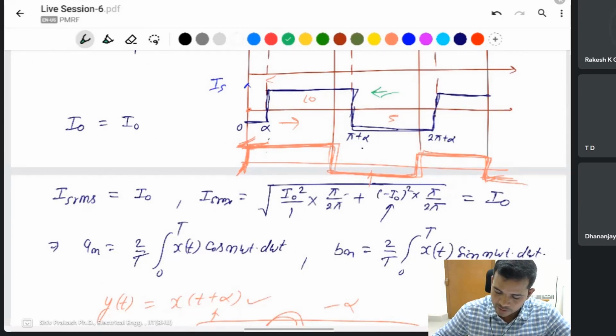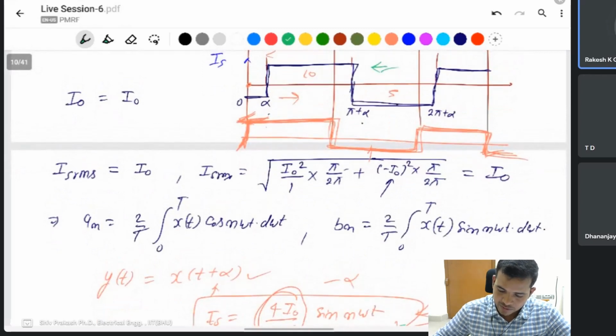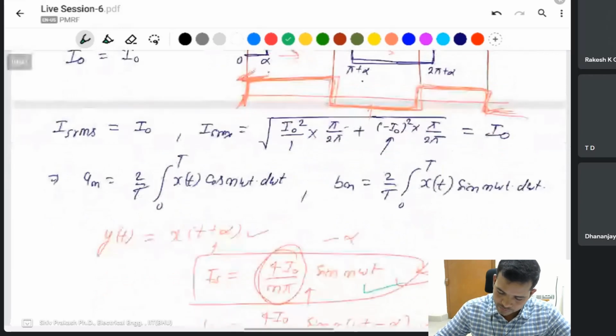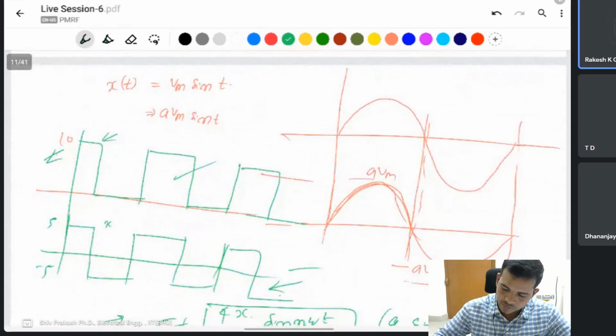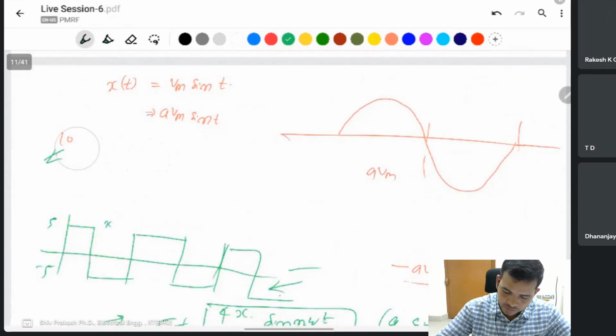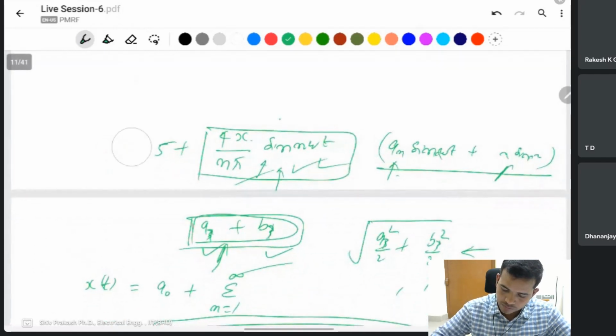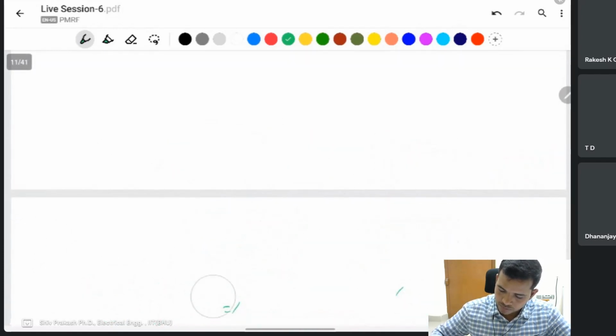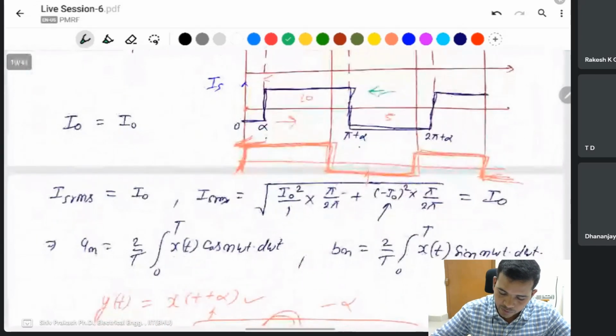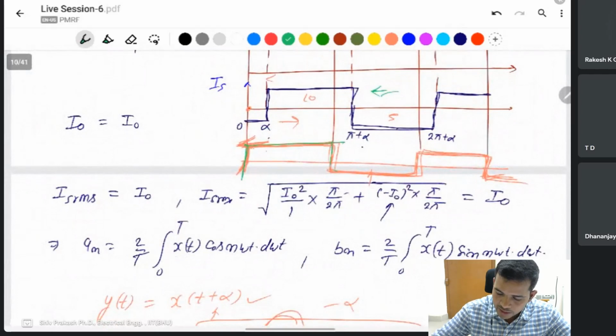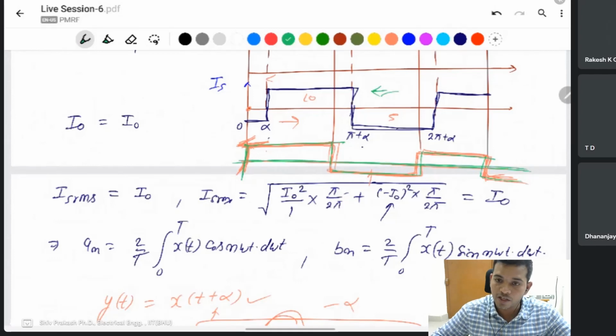Sir, please explain again the shortcut you used from the waveform. I explained it in a previous lecture, the harmonic analysis of this square wave waveform.